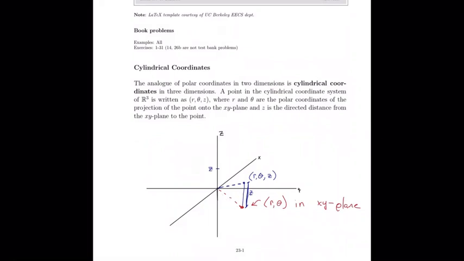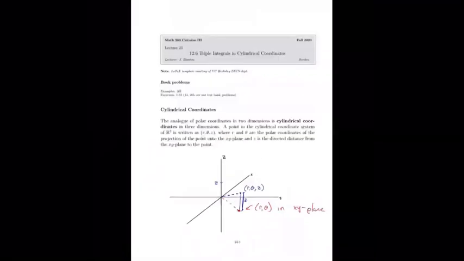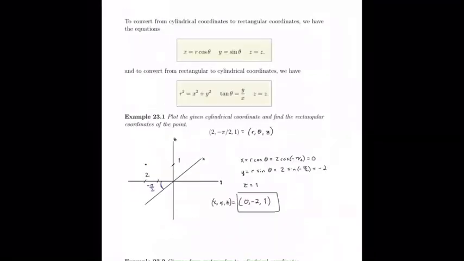And then we move up a distance z. This should be perpendicular or orthogonal to the xy plane, but we're directly above that red point in the plane at the blue point, r, theta, z. So this is our point in cylindrical coordinates. So let's move on and convert explicitly.